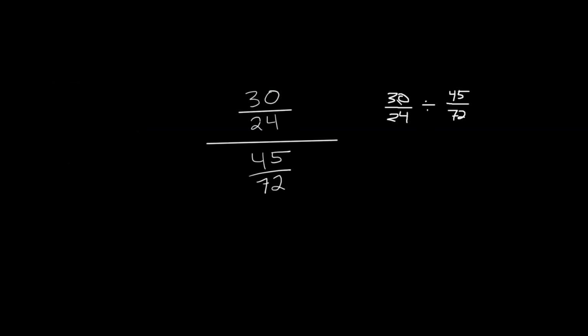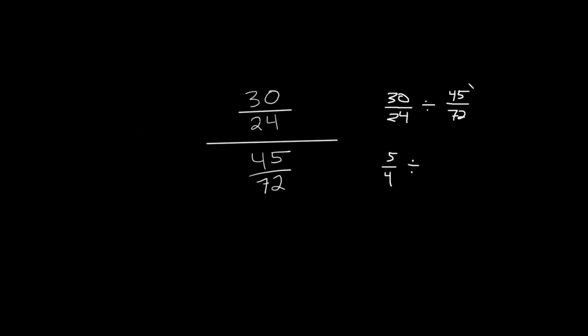So one that sticks out to me here between 30 and 24 is that they're both divisible by 6. So if we divide both of these by 6, 30 divided by 6 is 5. And 24 divided by 6 will be 4. This is 5 over 4.